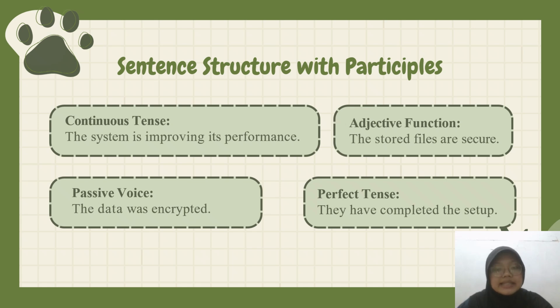Next, perfect tense. They have completed the setup. "Completed" is a past participle combined with the auxiliary verb "have." It forms the present perfect tense. This means they have finished the setup. So, participles are very versatile and frequently appear in various sentence constructions, aren't they?